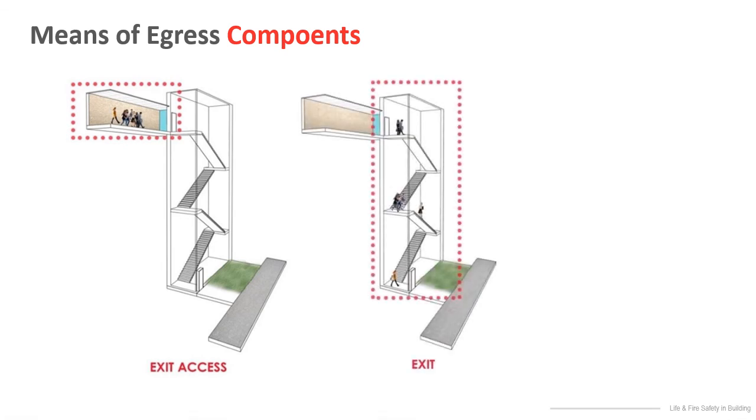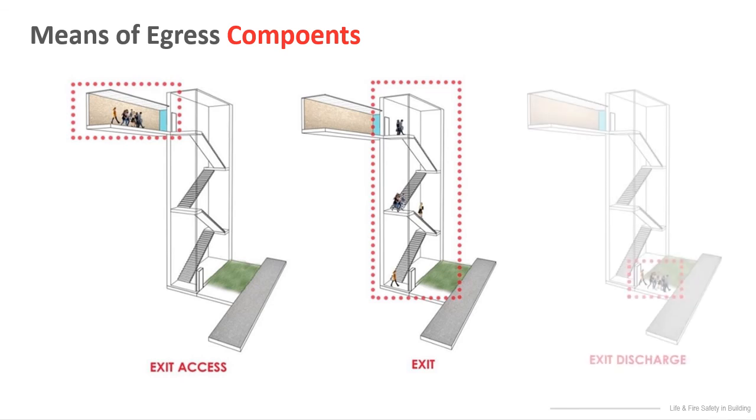The exit can be defined as a portion of the means of egress system between the exit access and the exit discharge to the public way. While the exit discharge is a portion of the means of egress system between the termination of the exit and the public way.